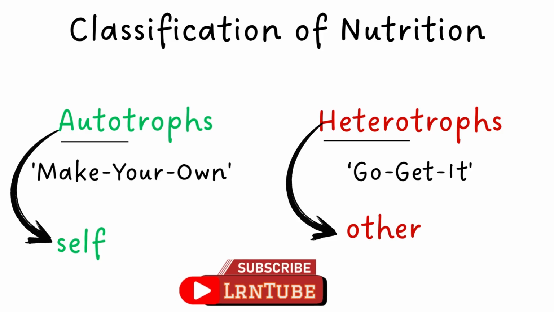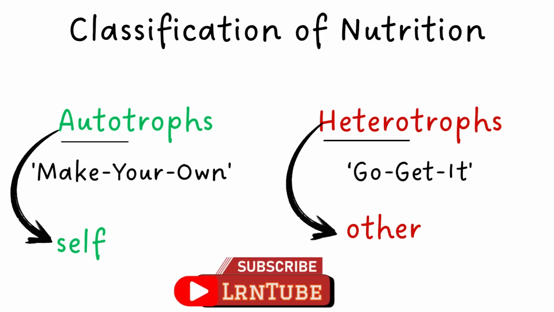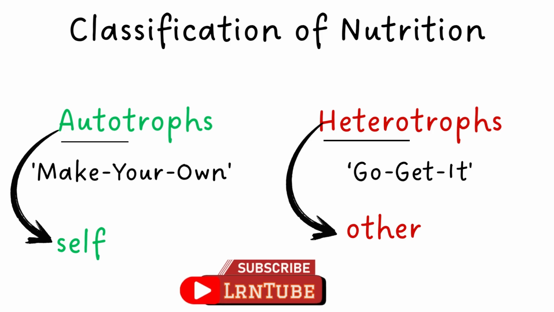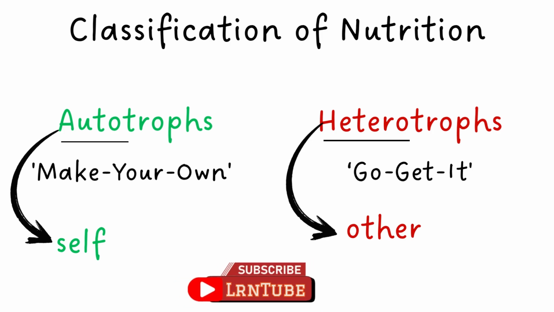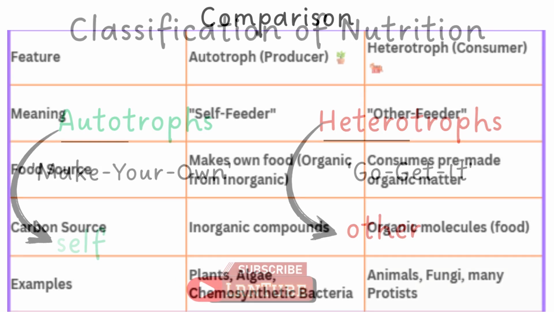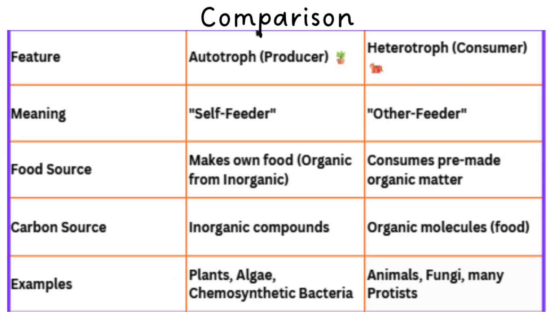We now know that there are two major modes of nutrition: heterotrophic nutrition and autotrophic nutrition. And let's look at a comparison between the two. This way, we can be certain and avoid any mix up. So, autotrophs are often called producers. Heterotrophs are often called consumers. Autotroph means self-feeder, and heterotroph means other feeder.